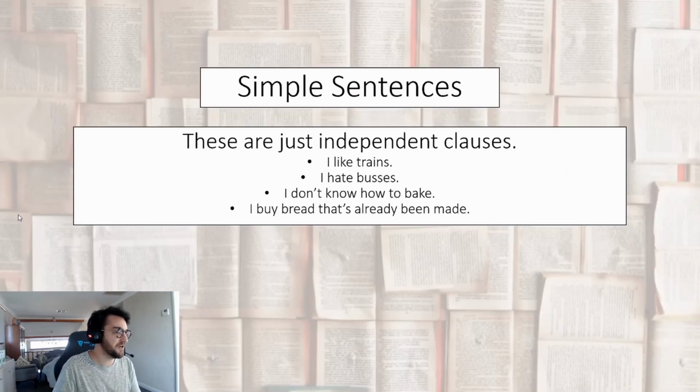Okay, so a simple sentence is essentially just an independent clause, right? It works by itself, just like I demonstrated before. I like trains, I hate buses. These are all independent clauses. They work as simple sentences by themselves.